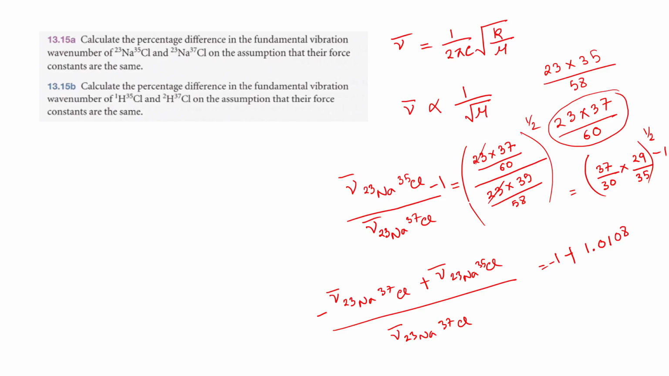So what was the answer you said? What was the difference? 1.08%. Right, so you need to multiply with 100 to get the percentage value. Yes, correct. So that's how we do it.